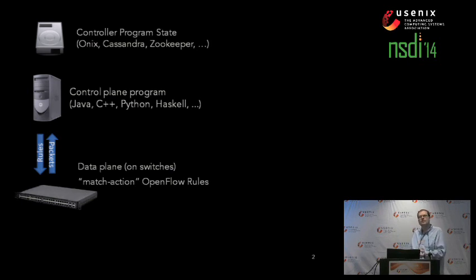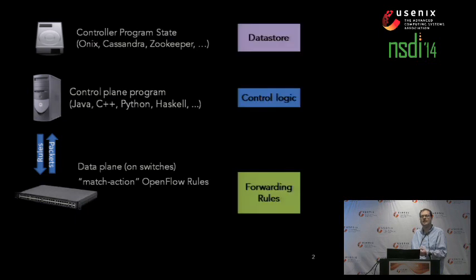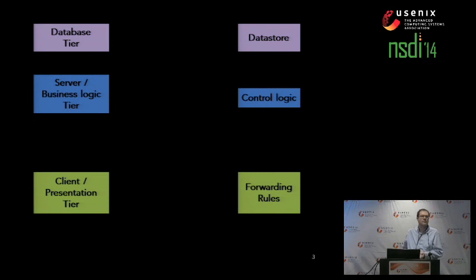This means that when you're programming a software-defined network application, really you're creating a three-tier application because you have some sort of data store, some control logic, and the flow table rules living on your switches. This is not dissimilar to the three-tier architecture we see in web programming, where there's a database and a client tier and a server tier.